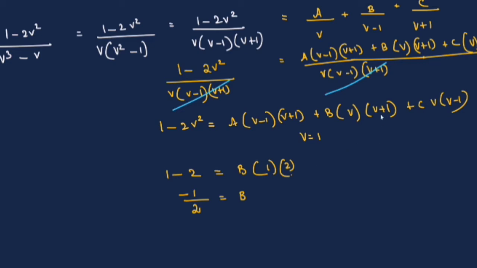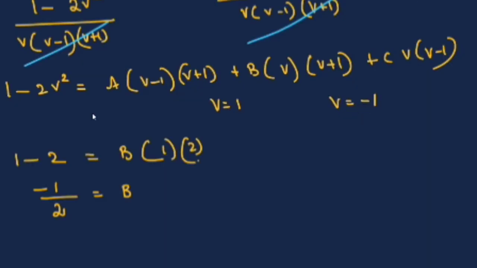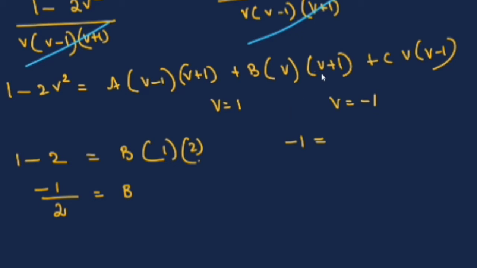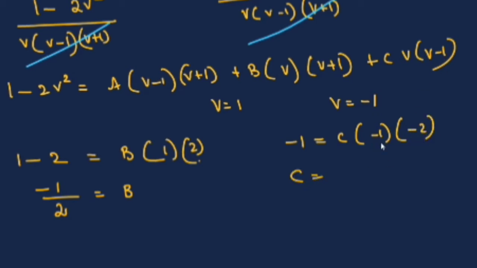Now put the next factor, that is v plus 1 as 0. So v is equal to minus 1. When you put v as minus 1, v square is 1, so 1 minus 2 gives minus 1. This will become 0. This is also becoming 0. This is left: C into v, which is minus 1, into minus 1 minus 1, which is minus 2. So C is minus into minus plus, and here one minus. So it will become minus 1 by 2.